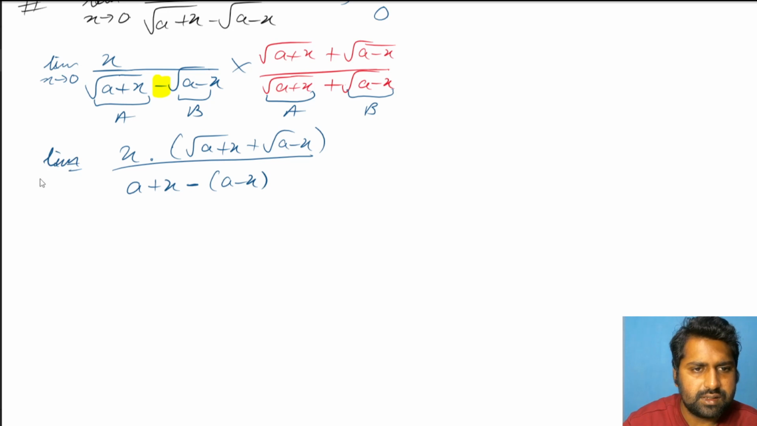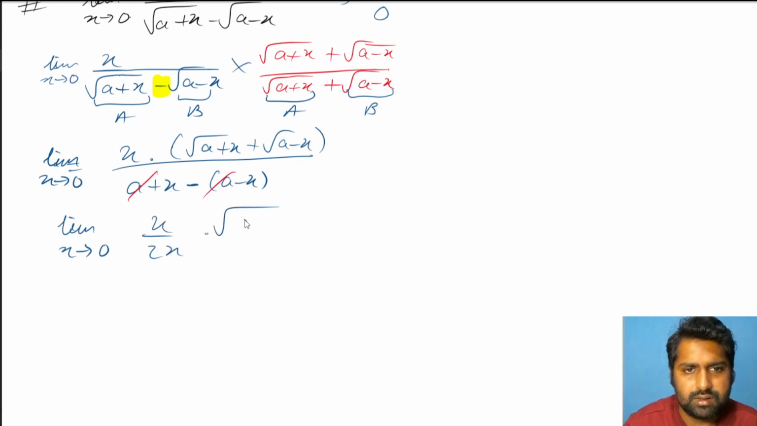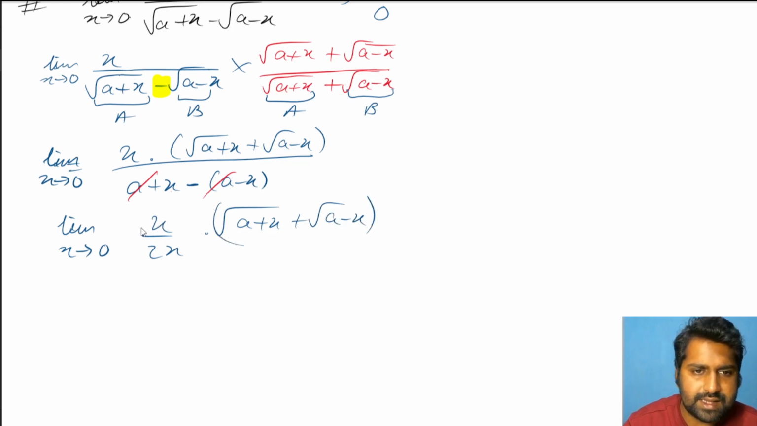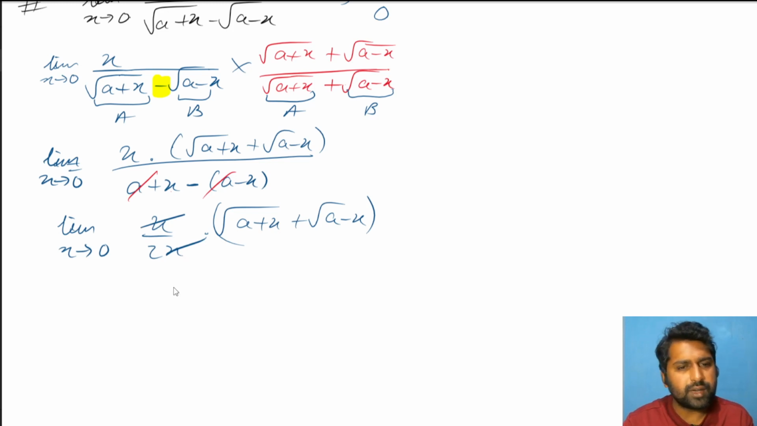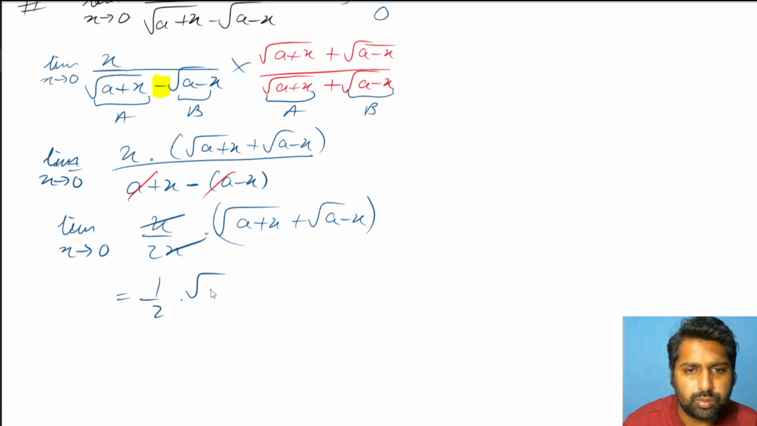Still the limit is x tends to 0. If you open this bracket, what do you get? A cancels and x plus x, so 2x you will get. So x upon 2x, and x also cancels. The moment numerator and denominator cancel, we have to do direct substitution. So 1 by 2, root a plus root a, because 0 we have to put. So root a plus root a is 2 root a, 1 by 2 into 2 root a. That's root a is the answer.